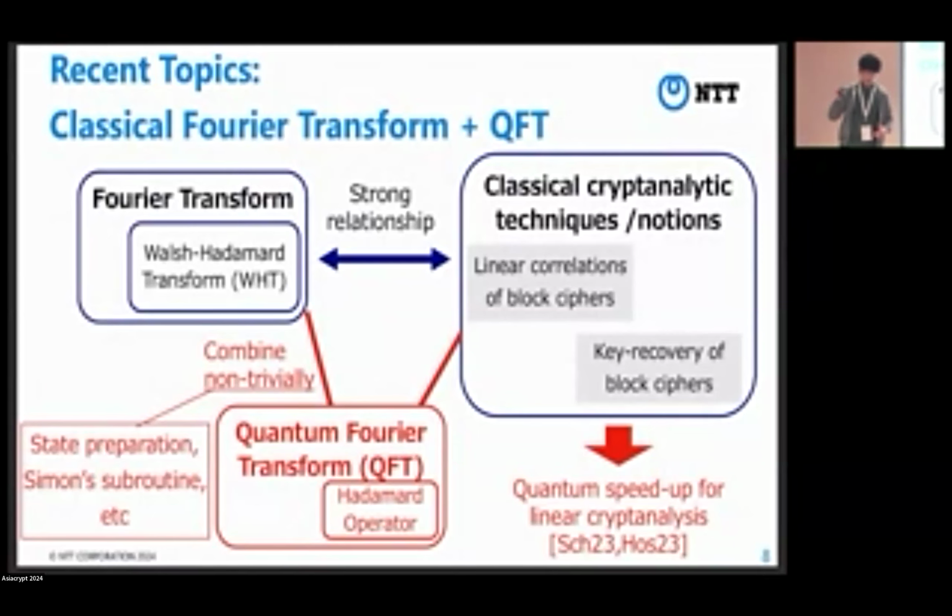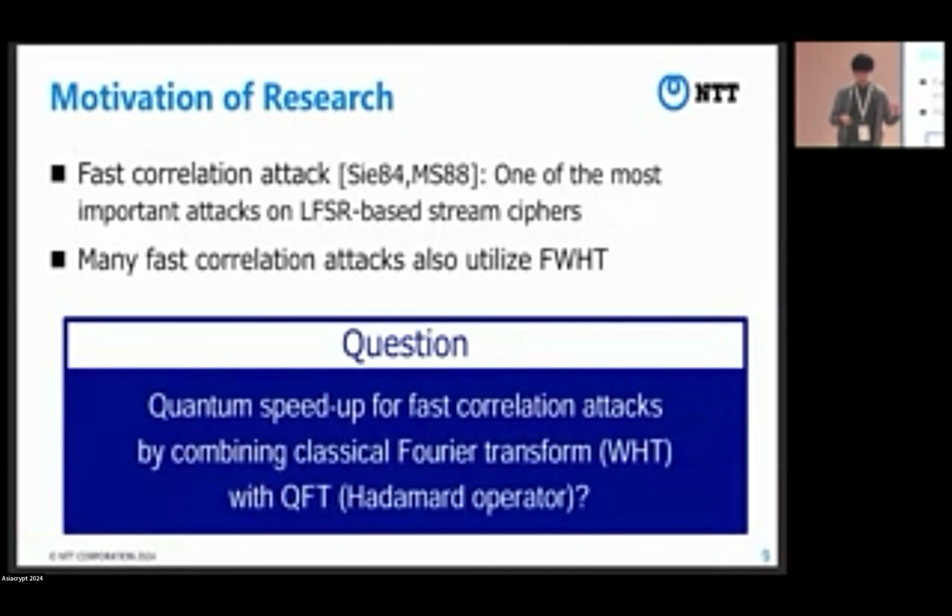And after seeing this situation, we had this research motivation. There is a cryptanalytic technique called fast correlation attack, which is one of the most important attacks on LFSR-based stream ciphers. And many fast correlation attacks also utilize the fast Walsh-Hadamard transform. So it would be natural to ask whether it is possible to achieve some quantum speedup for fast correlation attacks by combining the classical Fourier transform or Walsh-Hadamard transform with the quantum Fourier transform or Hadamard operator. So this is the motivation of our research.